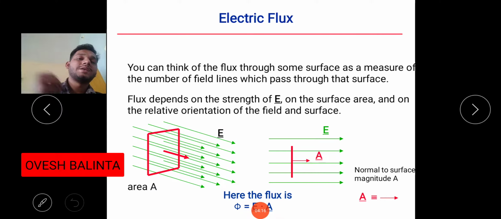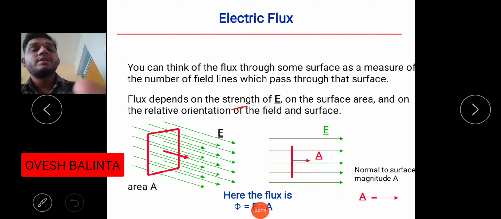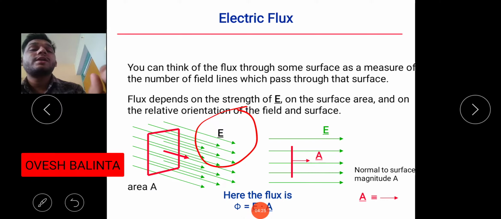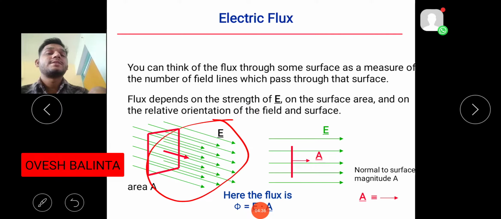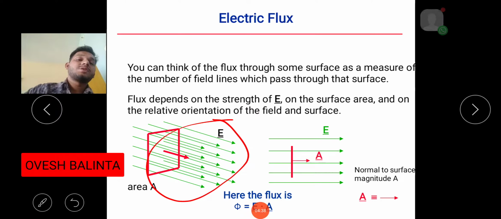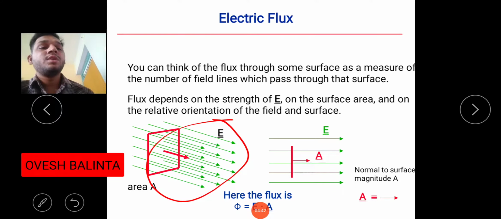So see the flux, it is the same here, but flux depends on the strength of E. So what does strength of E mean? Here it is my electric field, and its strength depends on the surface area and on the relative orientation of the field and surface. So see, this one is our area and surface. Here the flux phi is equal to E dot A.